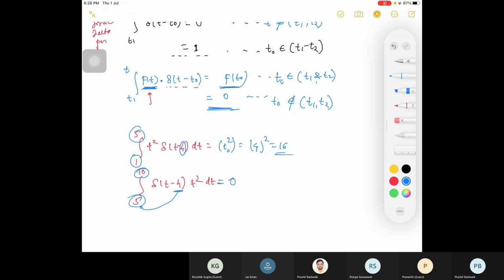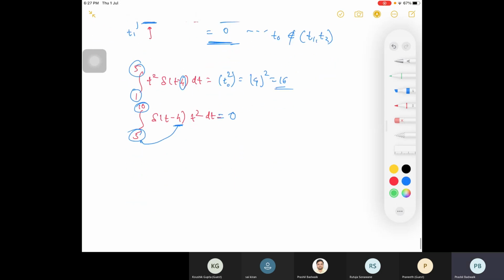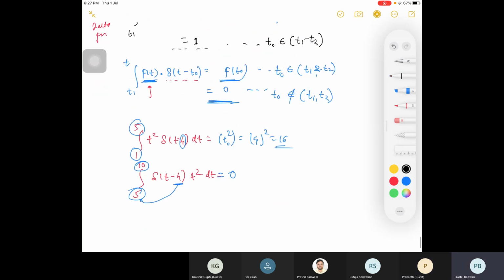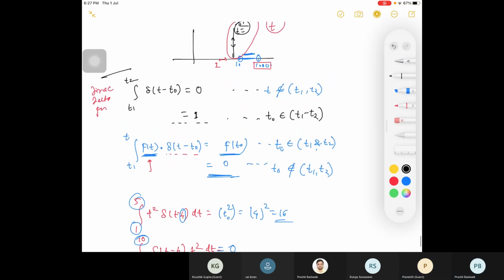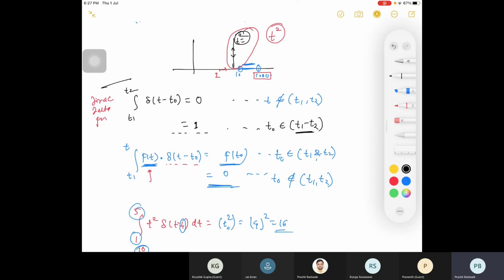Now, based on this, what if t naught is equal to either t1 or t2? Basically that condition was not given, so it is in between, right? It is in between. That is why I'm writing an open parenthesis here, not a closed one.